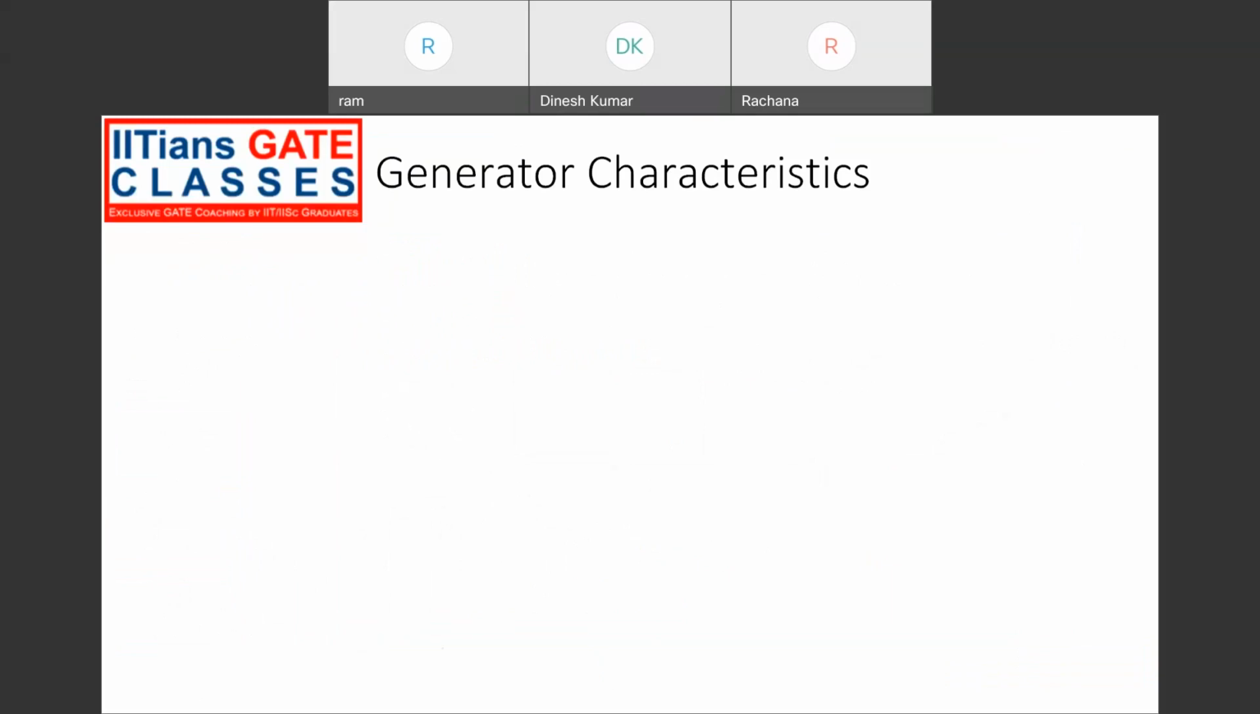Next slide, I'll talk about the series generator characteristics. Generally, self-excitation is possible in a series generator only if a minimum load is connected. Then there will be a closed path for the field current to flow.